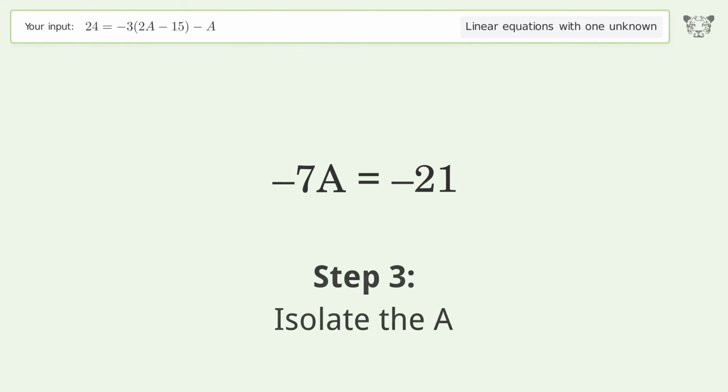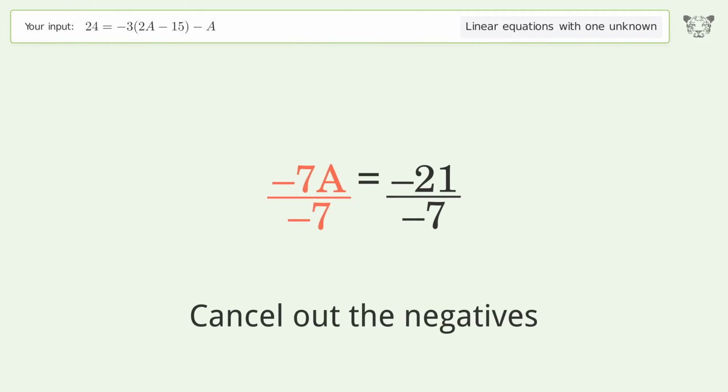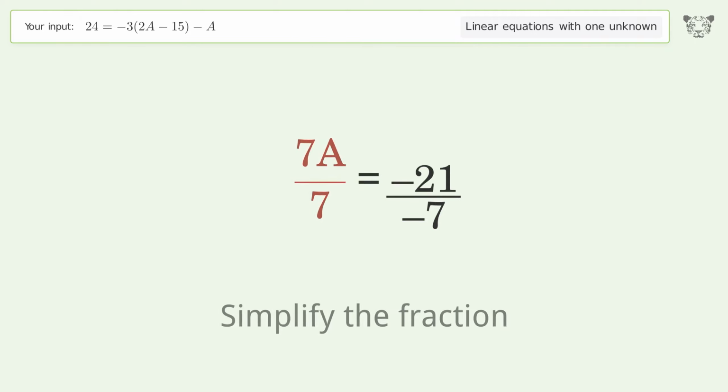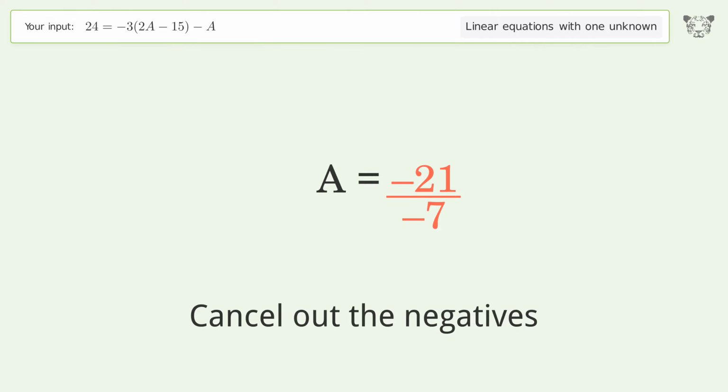Isolate the A. Divide both sides by -7. Cancel out the negatives. Simplify the fraction. Cancel out the negatives.